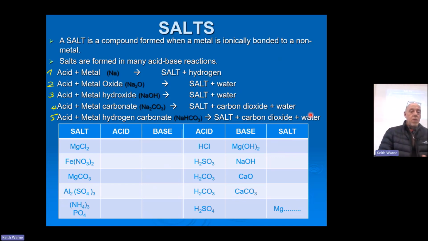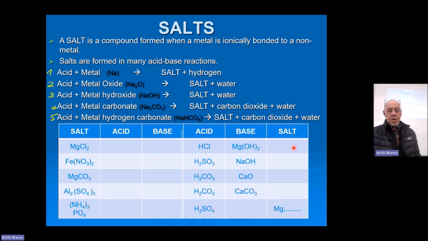The only issue is you need to know, if we give you any acid and any metal, you must be able to work out what the salt is. And you must remember, is it water as well, or hydrogen, or is it carbon dioxide? So here I've got a table, and we're going to have a go at working this out. I'm going to start with the right-hand side of the table, and then go to the left-hand side. On the right-hand side, I'm telling you what the acid and the base is, and I want you to work out what the salt is.